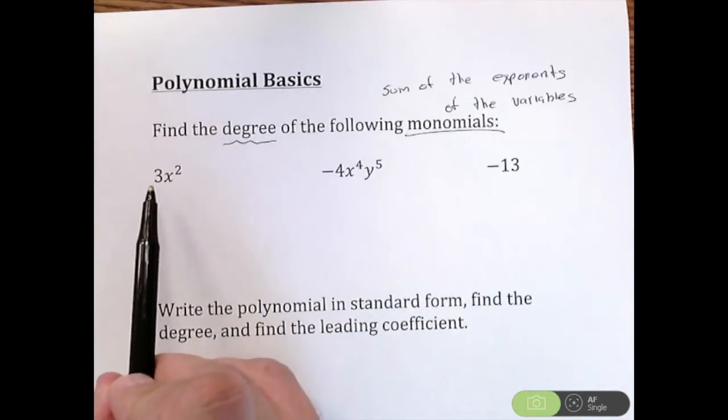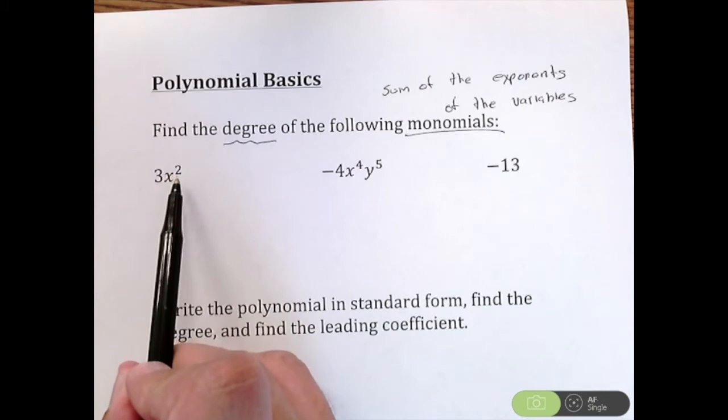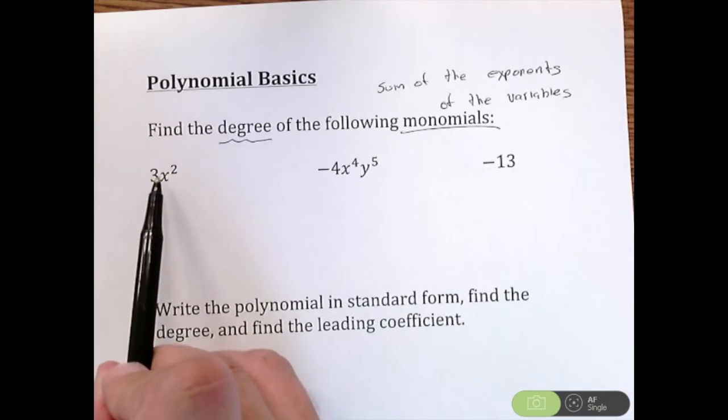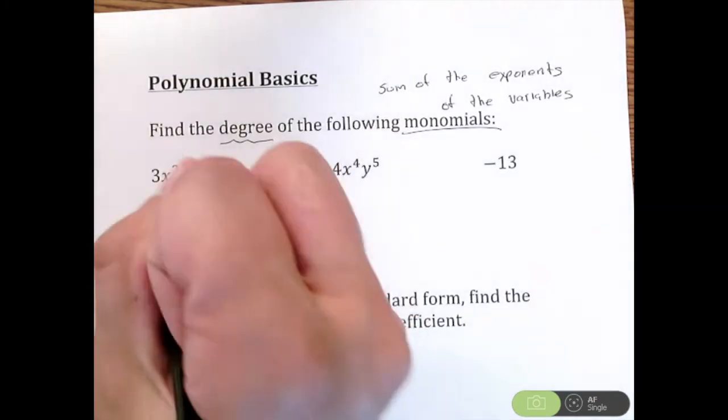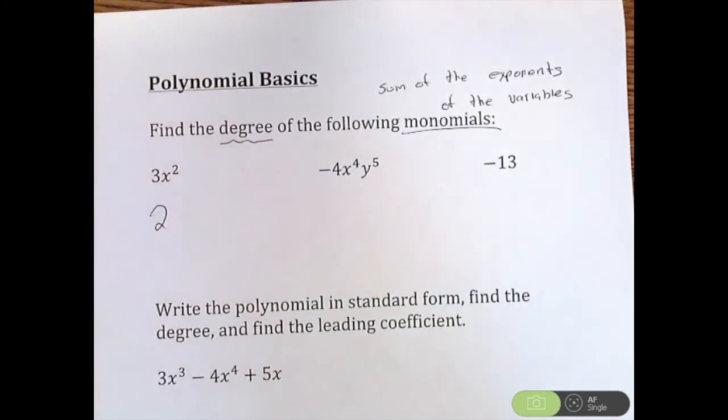So this first problem, I have 3x squared. So notice we don't care about the 3 because that's a number. We care about the variable x. X has an exponent of 2, so the degree of this would just be 2.